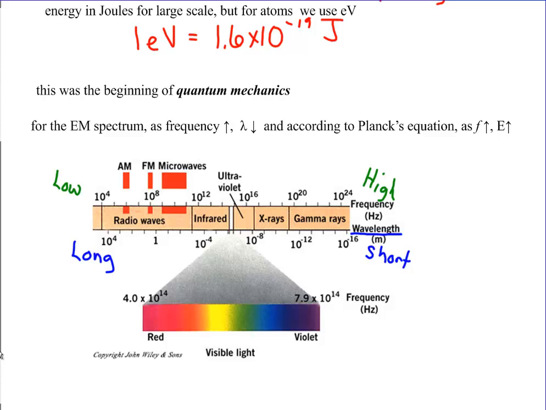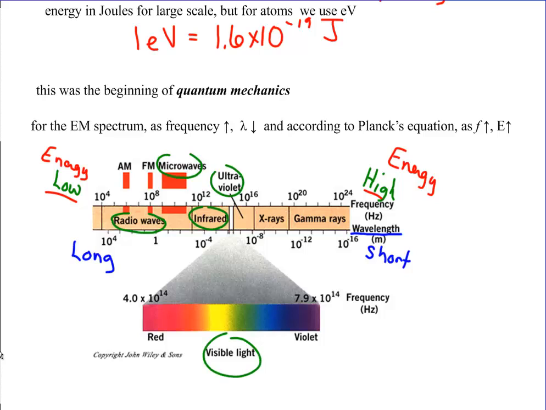So we have energy parallels frequency. So we have low energy with low frequency. We have high energy with high frequency, short wavelengths. So with the electromagnetic spectrum, it would probably be a good idea to know the different types of electromagnetic radiation so that we're dealing with radio waves, then microwaves, then infrared, visible, ultraviolet, X-rays, gamma rays.